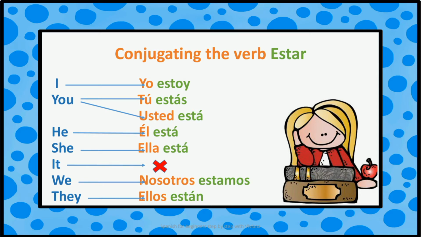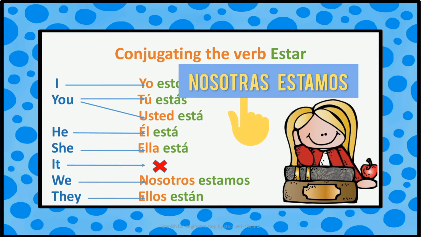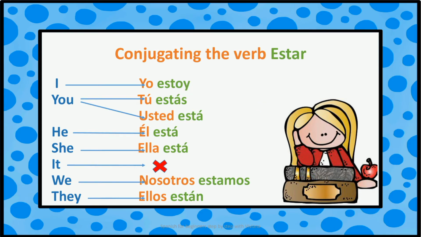In previous videos, we talked about the pronoun we. When we use this pronoun, we need to think about the gender because if you are talking about a group made up of men and women, you need to use nosotros. Then the conjugation is nosotros estamos. But if you are talking about a group made up only of women, you need to use nosotras. Nosotras estamos.